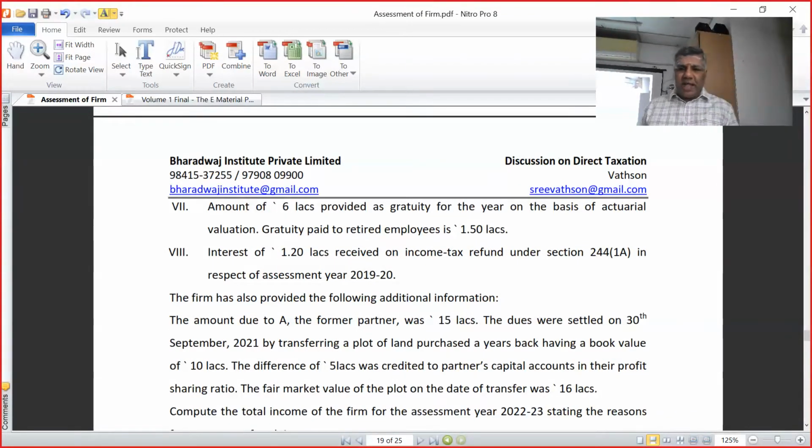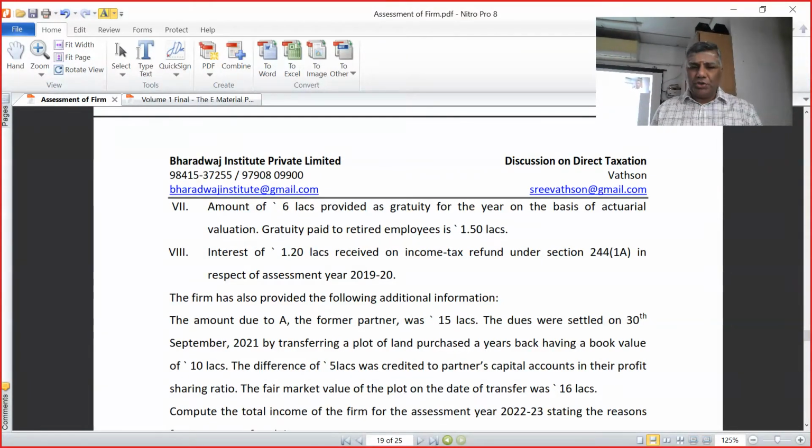Amount of 6 lakhs provided as gratuity: add back gratuity provided, reduce gratuity paid. Always add back gratuity provided and reduce gratuity paid. Interest on income tax refund is not a business income.